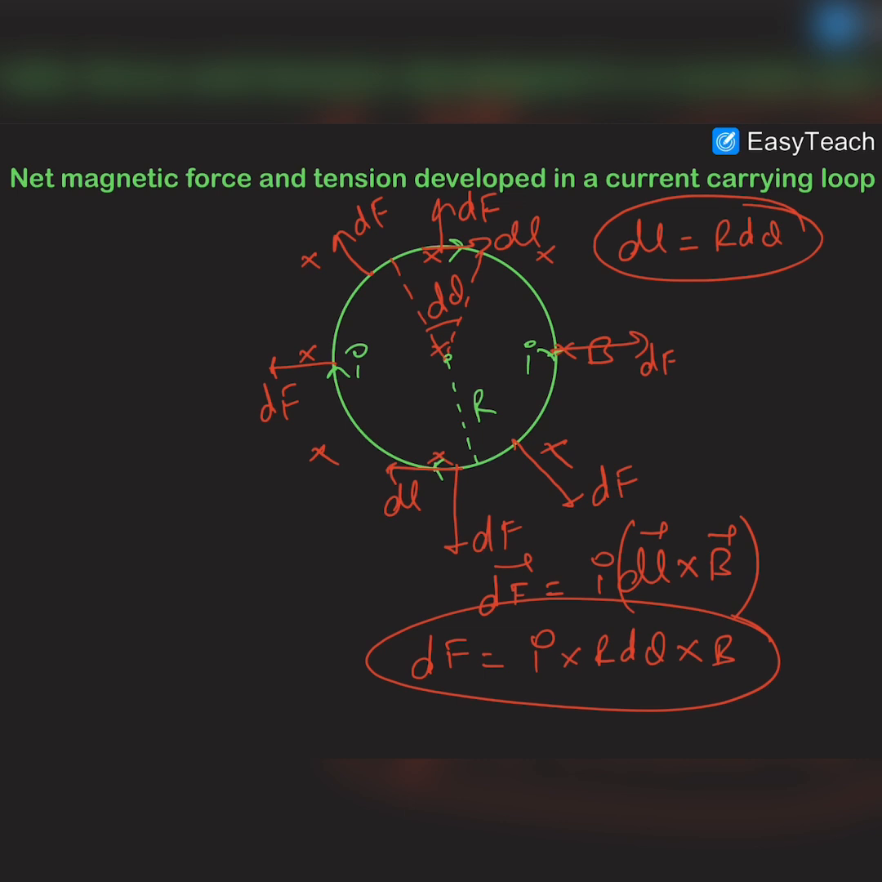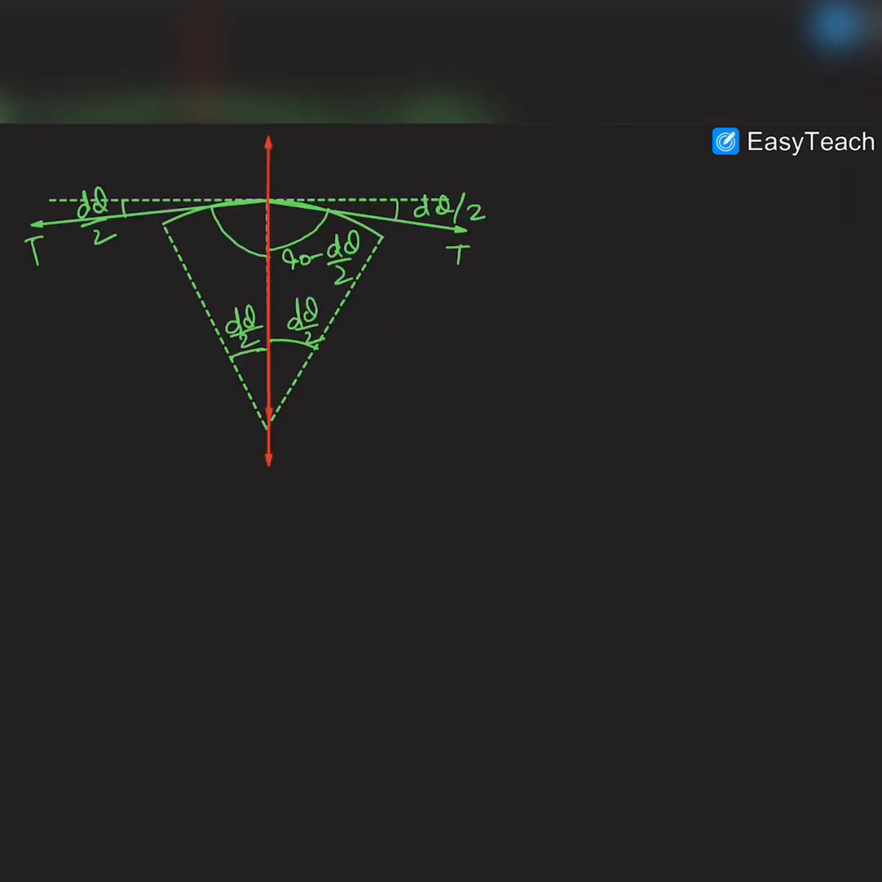Now let us use an enlarged view of this element for calculating the tension. We know that tension will be acting tangentially like that, and dF would be acting like that in the upward direction. You can see that if this angle is d theta by 2 and this angle is 90, then this angle would be 90 minus d theta by 2, and this would be d theta by 2, and this would be d theta by 2. So the component of tension in the downward direction will be 2T sine d theta by 2, and therefore we can say that dF will be equal to 2T sine d theta by 2.